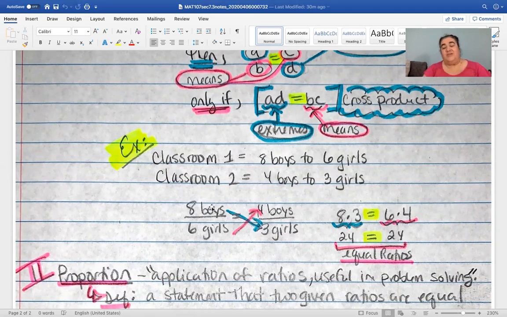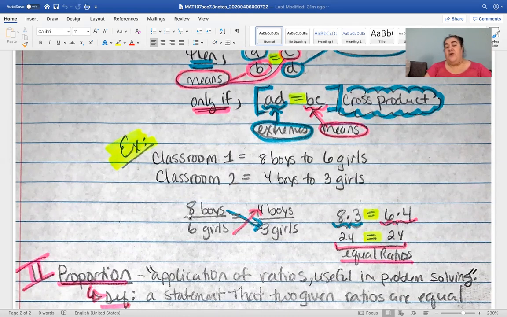Pardon my mistake there. Let's try that again. Multiplying the extremes, 8 times 3, and then taking the product of the means, 6 times 4. 8 times 3 is 24, and 6 times 4 is also 24. Since the product of the extremes is equal to the product of the means, we can state that these two ratios are indeed equal to one another, or equivalent.